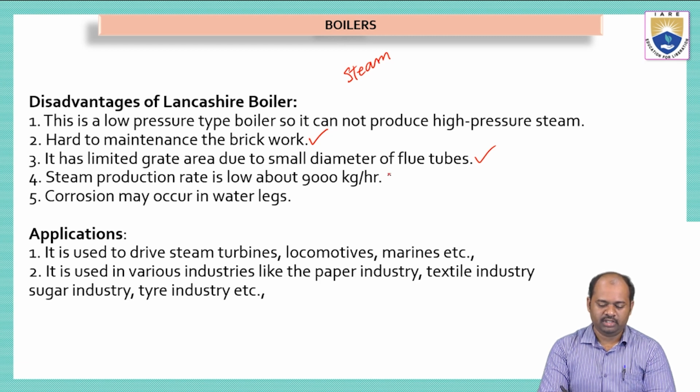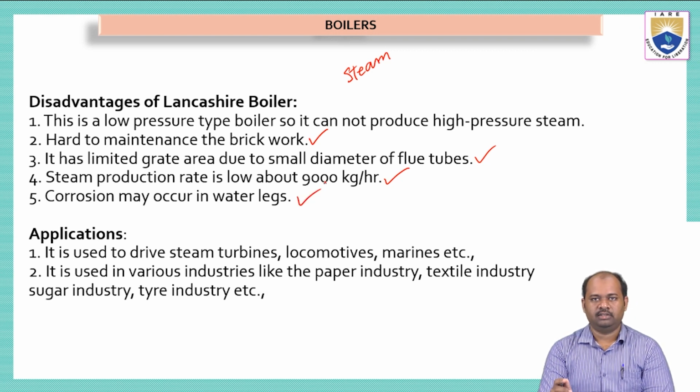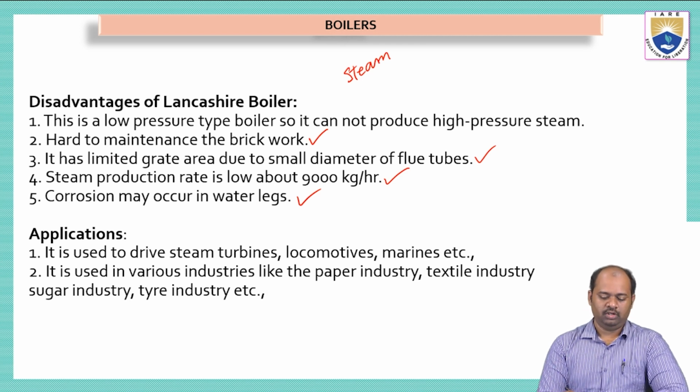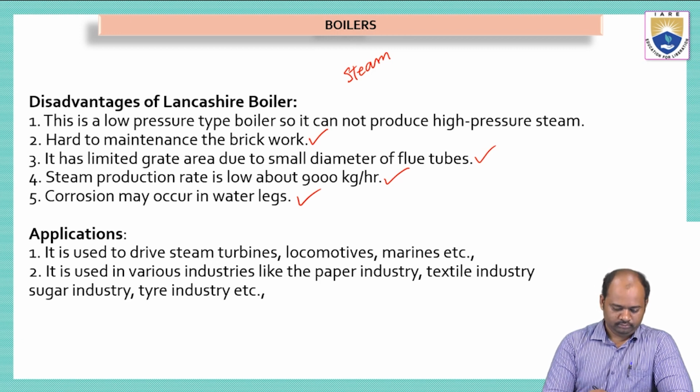Steam production rate is low, about 9,000 kg per hour. So due to the enormous size of this boiler, it can produce only a very low quantity, that is 9,000 kilograms of steam per hour, and corrosion may occur in water legs. We know whenever there is water, there is corrosion. Corrosion is very dangerous for any boiler structure. So corrosion may occur in this boiler.